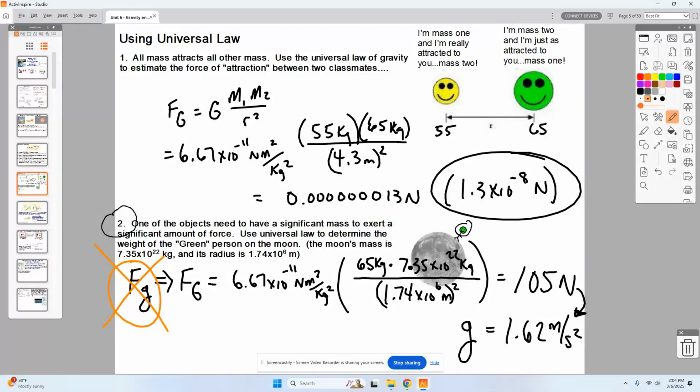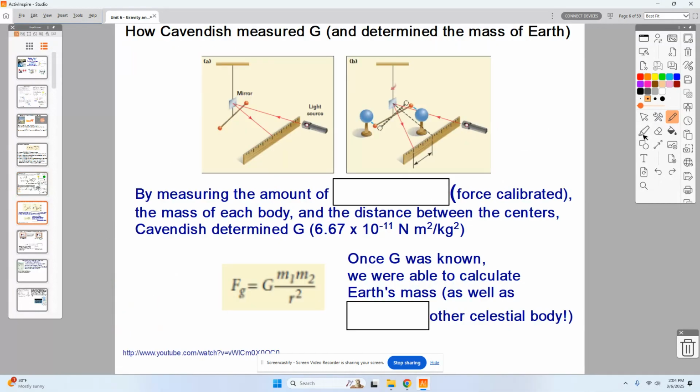All right, so there we go. Let's go ahead and look at this experiment. It's called the Cavendish experiment. So again, in these first couple of days, and I'm only going to spend a couple of days on gravity, I could spend a month on gravity, but we have to get to other things. So this universal law of gravity is like the bare essentials.